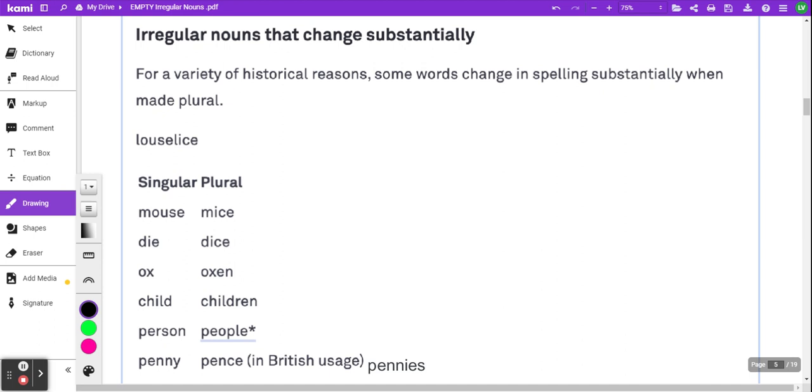So no hay una regla específica que te va a decir por qué es que en vez de decir mouse or mouses, we say mouse and mice. So mouse es un ratoncito. Mice son ratoncitos, right? En vez de un ratón, we would say rat. Y ratones, rats. So, aquí vamos a ver que mouse cambia a mice.